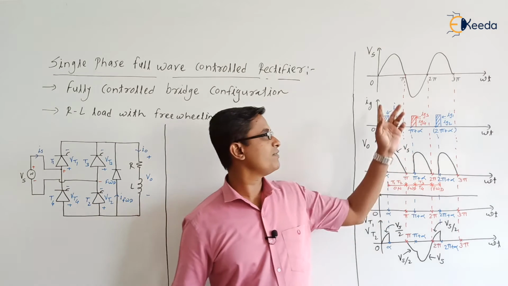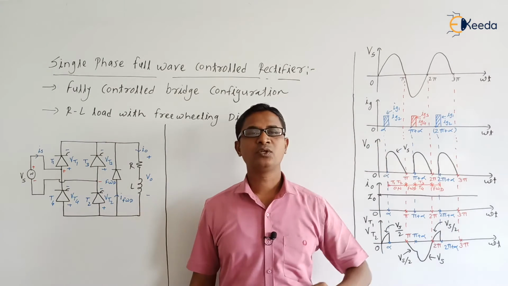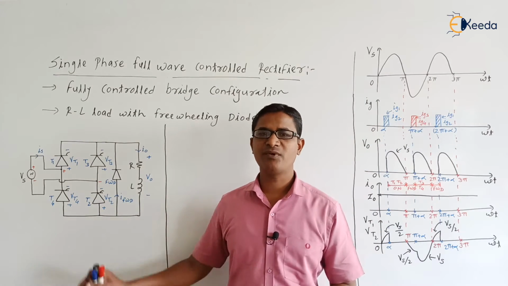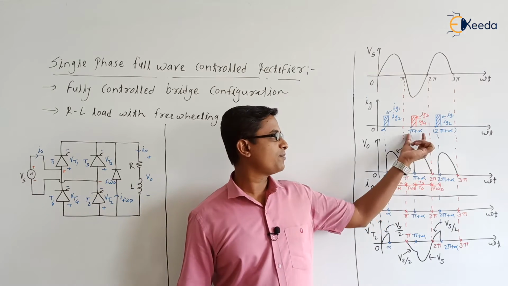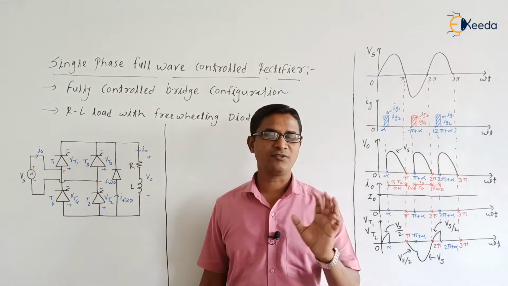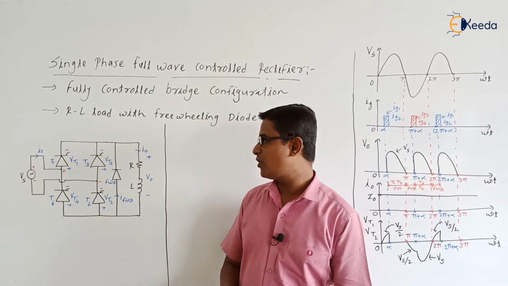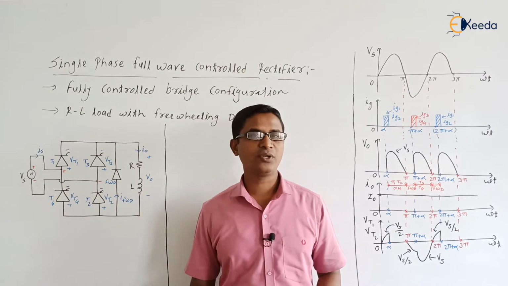So here when Vs is positive, we have applied the gate signal to the thyristor T1, T2. Similarly, when Vs is negative, thyristor T3, T4 will be in the forward bias mode. So gate pulse will be applied to the thyristor T3 and T4. Now we are going to discuss the circuit operation during different intervals.